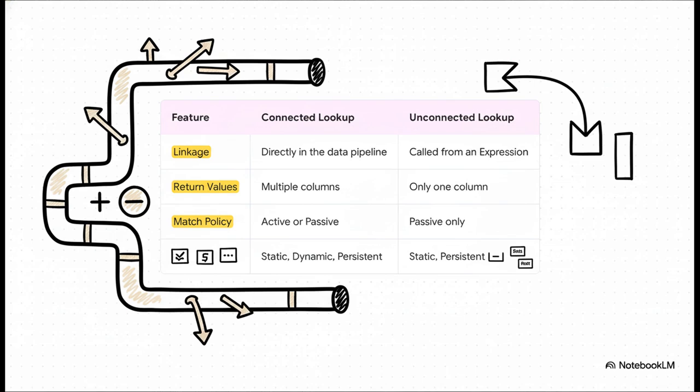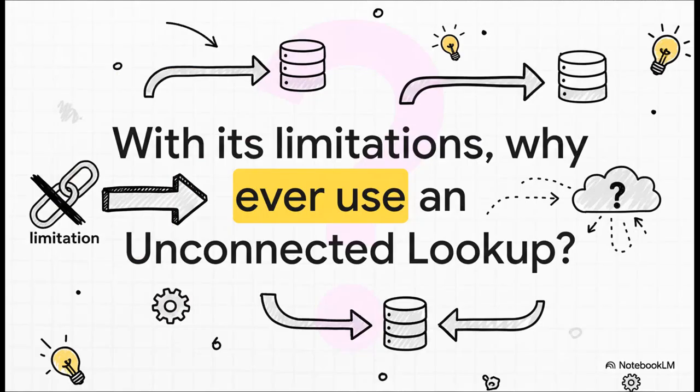Return values. Connected can give you back a whole bunch of columns. Unconnected gives you exactly one. Match policy? Connected can be active or passive. Unconnected is passive only. And for caching, well, the big difference is that you lose the option for dynamic cache with an unconnected lookup. So, looking at that chart, the big question just jumps right out, doesn't it? With all those limitations, it can only return one column. It's always passive. Why on earth would you ever choose an unconnected lookup?